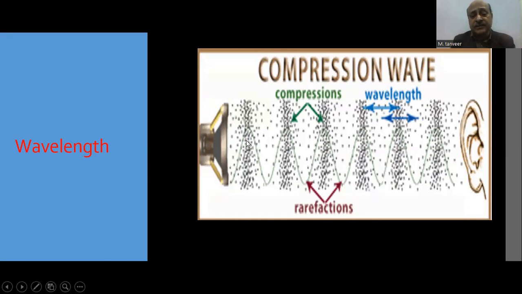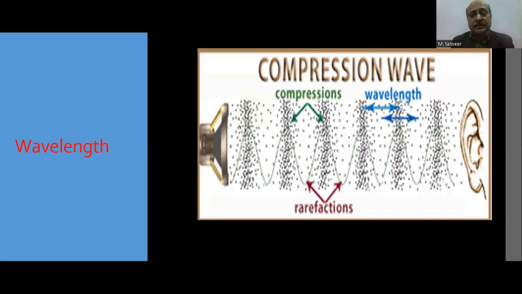This is the first compression, this is the second compression. This is called wavelength. It is also the distance between two consecutive rarefactions. This is the rarefaction, where there is less pressure. The distance between them is called the wavelength of the wave.